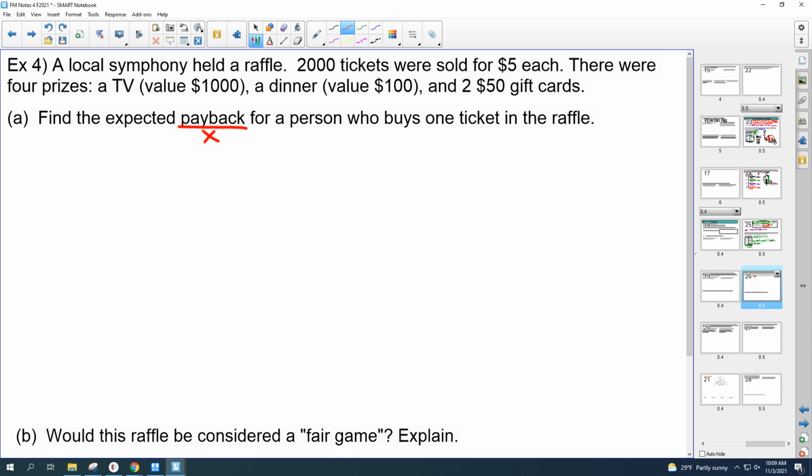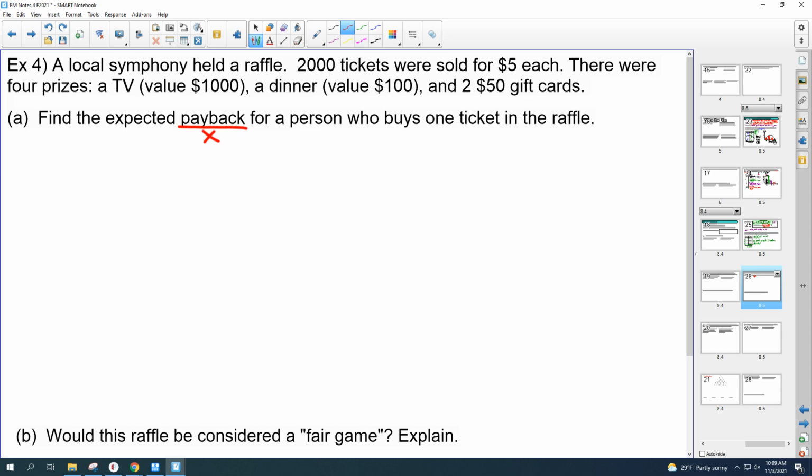So what you have to do, and what's difficult to do sometimes, is figure out the different values that the payback could possibly be, or what could possibly happen in this situation. All right, well, either you could win or you could lose, right? Either you could win a TV, or you could win a dinner, or you could win a gift card, or you could lose, right? I see 4 different things that could possibly happen. Okay, win a TV, win a dinner, win a gift card, or lose. Sometimes people forget about the possibility of losing, but that's actually quite likely that you will lose.